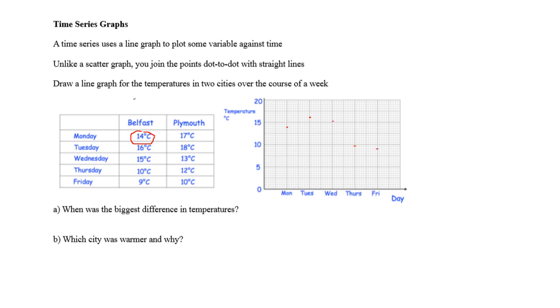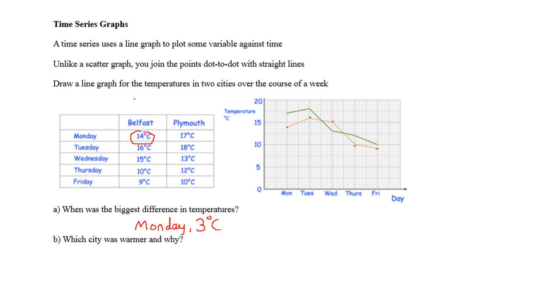But instead of drawing a line of best fit, we just join it dot to dot. We can do the same thing for Plymouth, 17, 18, 13, 12, and 10, and then we can try and make some sort of comparisons. So our first question here is, when is the biggest difference in temperatures? And we could say, well, it's Monday, 3 degrees, because we can look at the table, or we can see where the graphs are the furthest apart, and in both cases that's Monday.